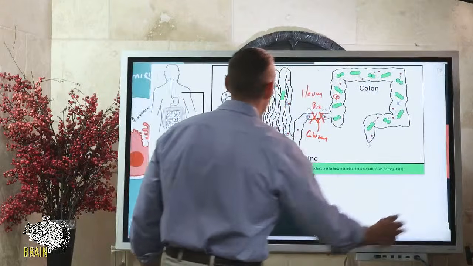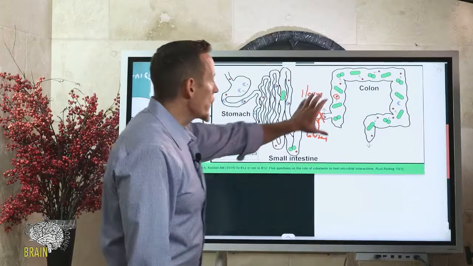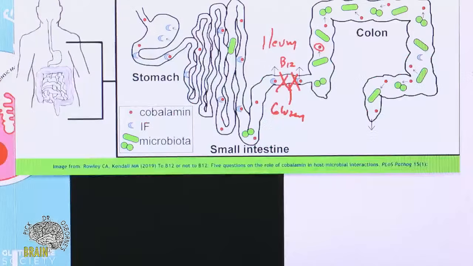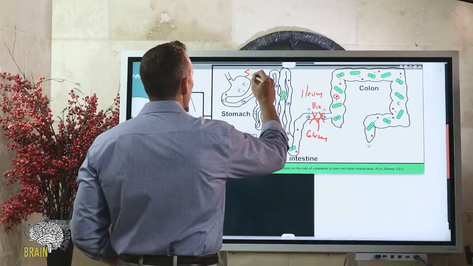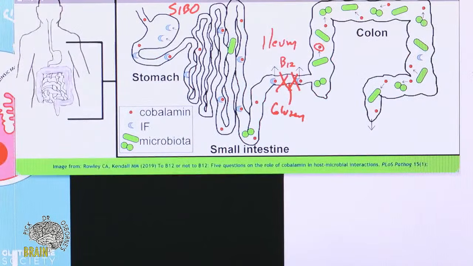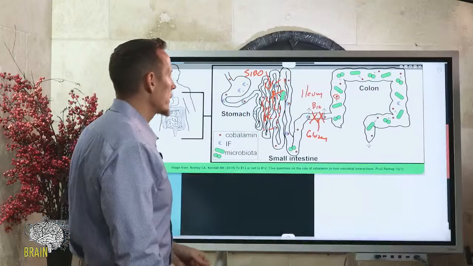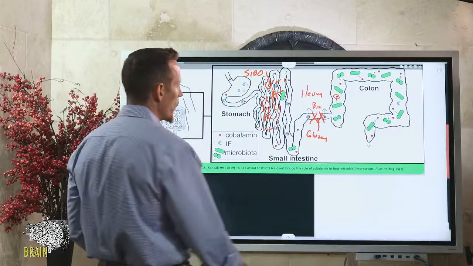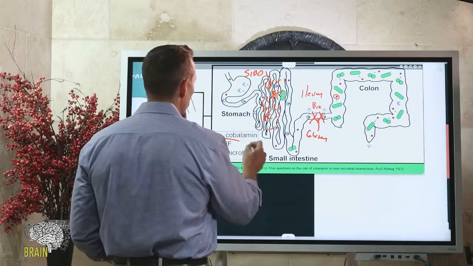Okay, so most of the bacteria live here, right, in your colon. When you have SIBO, what happens is you get all kinds of bacteria living here. And these bacteria that are overgrowing in your small intestine, creating the gas, the bloating, the discomfort, and the other symptoms, what are they making? They're making cobalamin, they're making B12.